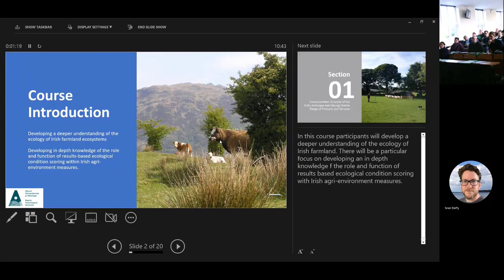In this course you'll develop a deeper understanding of the ecology of Irish farmland ecosystems in general, and you'll also develop an in-depth knowledge of the role and function of results-based ecological condition scoring within the Irish agri-environment measures.